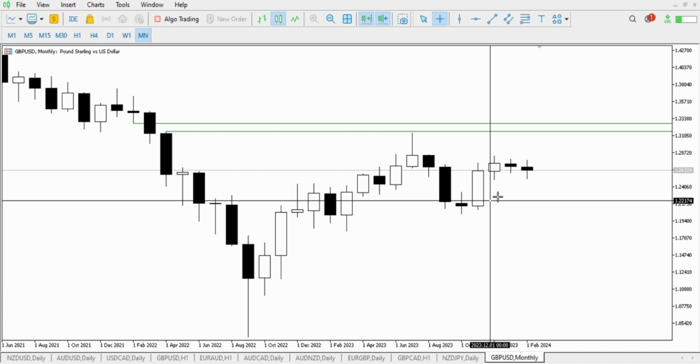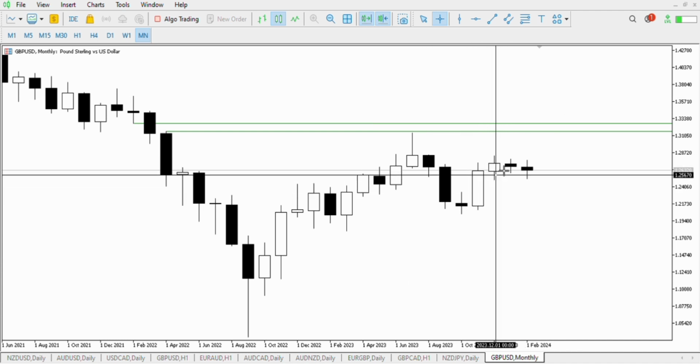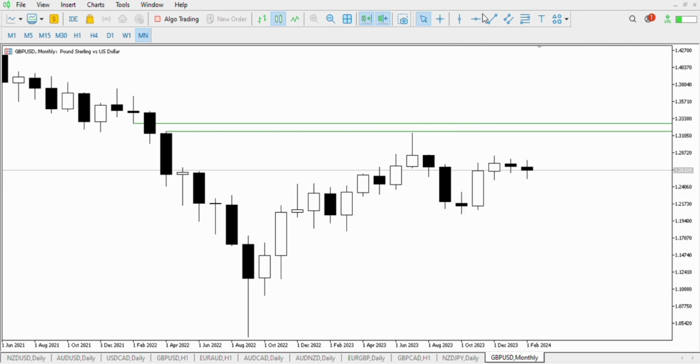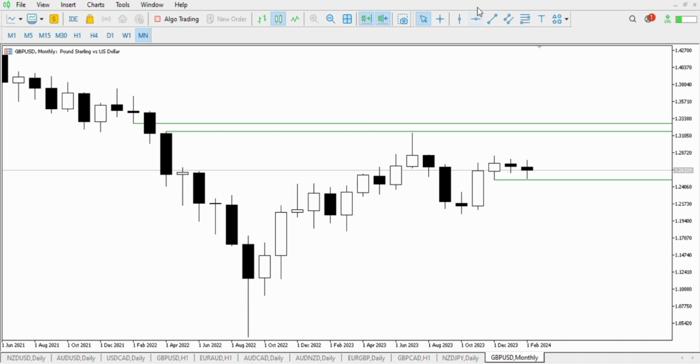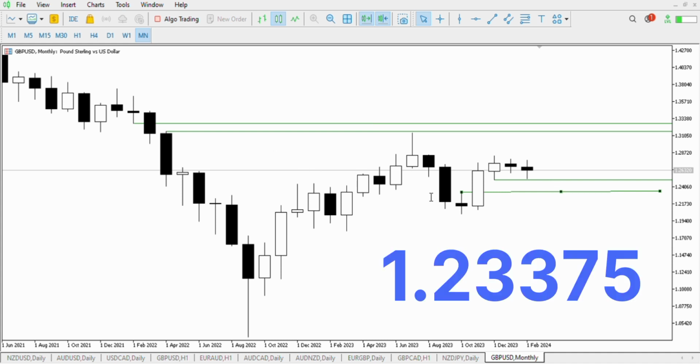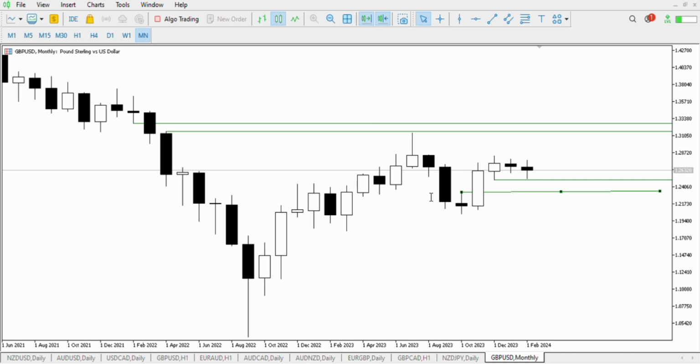Now looking at the monthly time frame, realize what do we have right here? We have a fair value gap on the monthly time frame. So this fair value gap can stand as an area that can give us the momentum that price will need to head higher to that fair value gap above. So the upper area of the fair value gap is at 1.25001. Then let's also get the lower line right here. So I'm going to get the value for that. It is at 1.23375. Then we are going to go to the weekly time frame now.